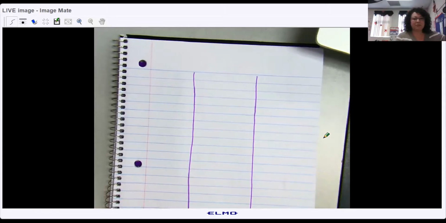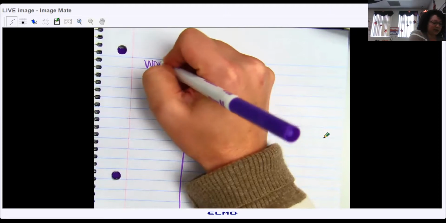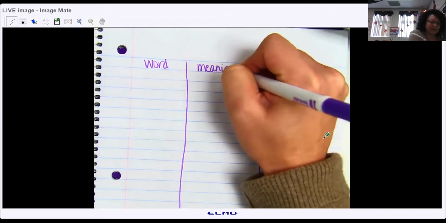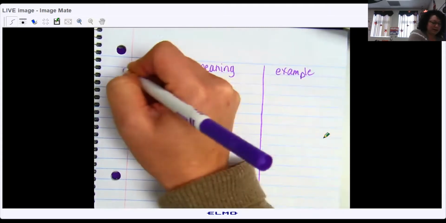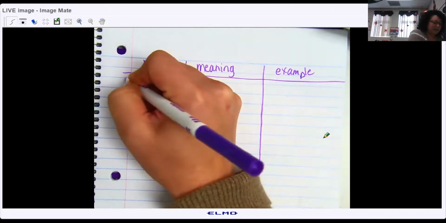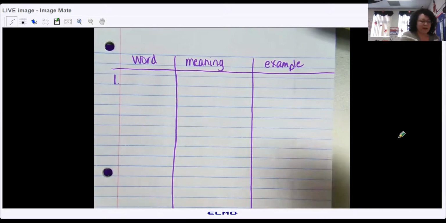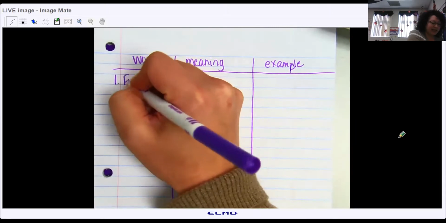Okay. Word, meaning, example. Number 1. Okay, so get that written in. And we are going to talk about what a fraction is.